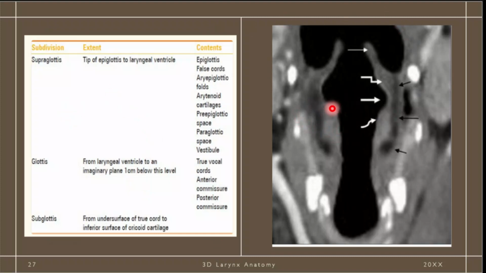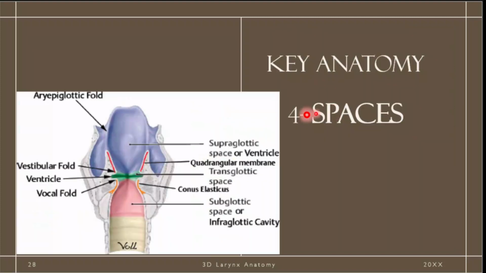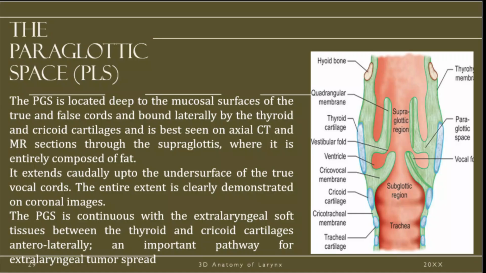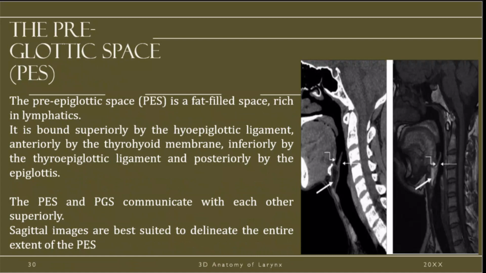Each one of those levels has its own contents and thus its own pathology. Moving on to the spaces, again, spaces need to be spaces, nothing should be in here, and the most important of them is the ventricular fold, which marks the superior level above the true vocal cord. We have two more important spaces which can be a way of extension of any abnormality, especially tumors, which is the paraglottic space as well as the preglottic space. Both of them should only contain fat. Either in CT or MRI images, they only contain fat.